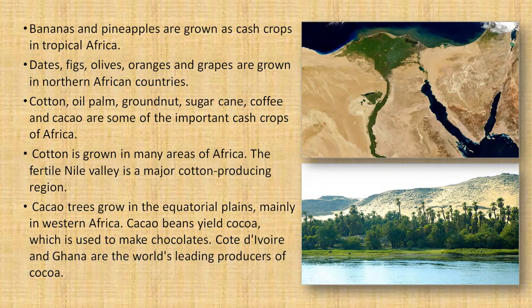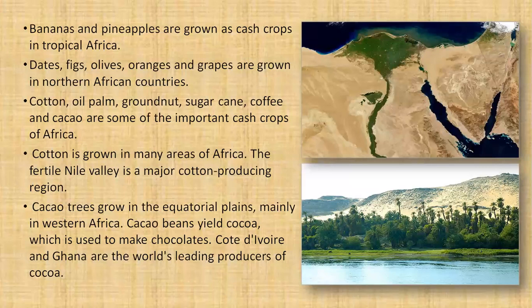Main cash crops, if you are looking at in Africa, are bananas and pineapples. These are widely grown all over the fertile lands of Africa. Dates, figs, olives, oranges, and grapes are also grown in northern African countries near Egypt, in and around either side of the Nile Basin.